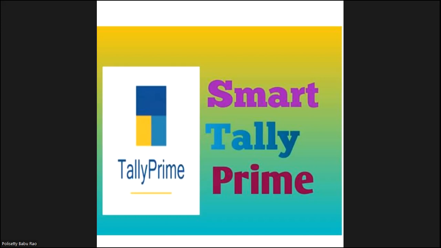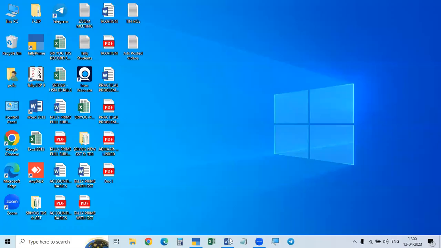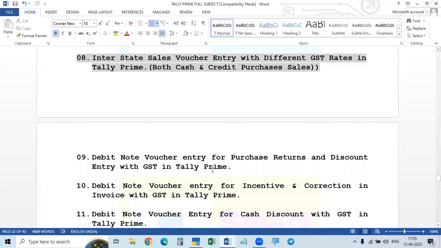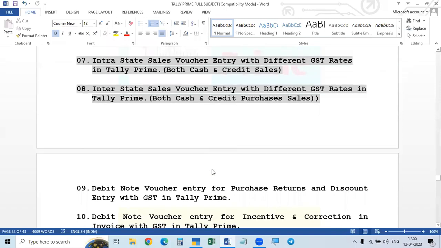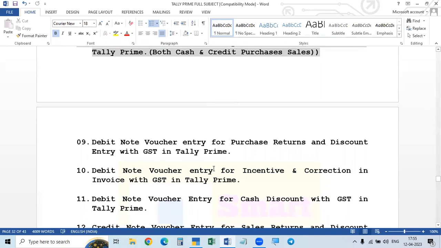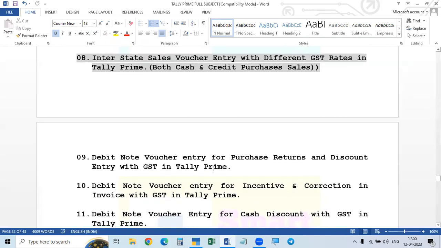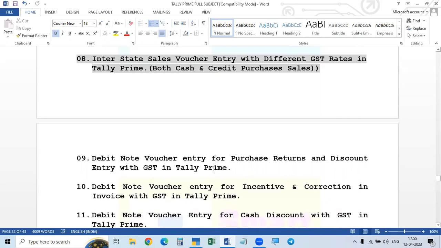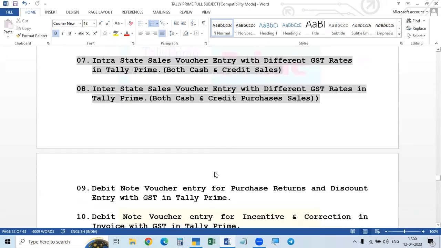Now back to our topic today. Today our topic is debit note voucher entry. We will know that in the books of the purchaser, that is the buyer. In the books of the buyer, we will learn about debit note and credit note. That is our prime goal now.